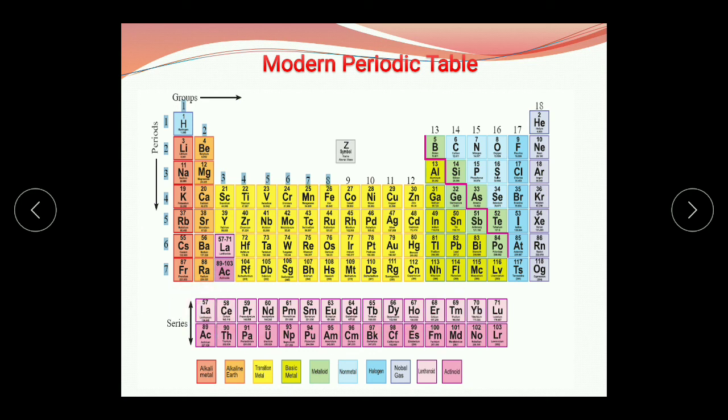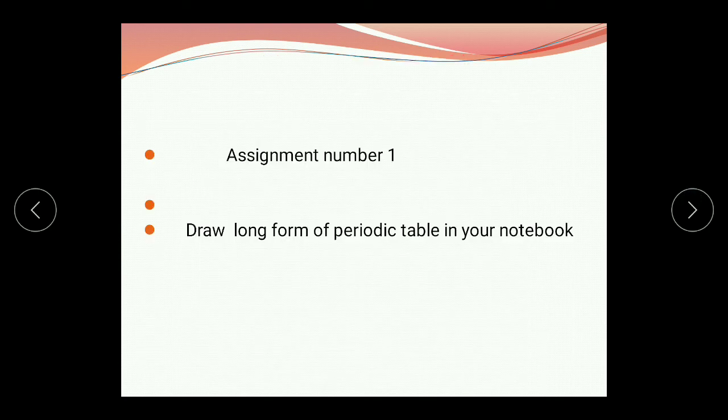This total periodic table is the introductory part. We are going to learn about it in detail in the coming sessions. But there should be some practice. And for that purpose, I have given the first assignment based on this periodic table. And that is, draw the long form of the periodic table in your notebook. In your textbook on page number 94, the figure of the periodic table has been given.